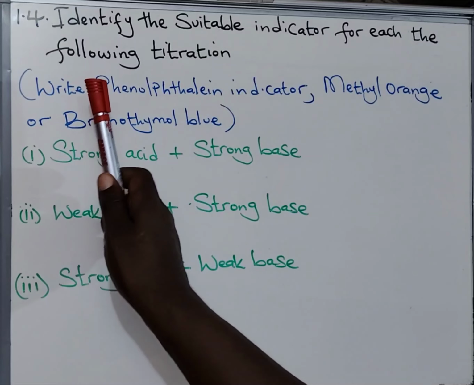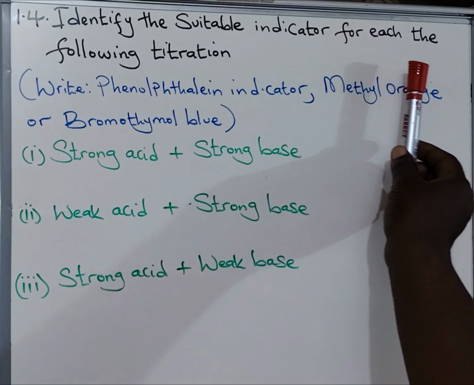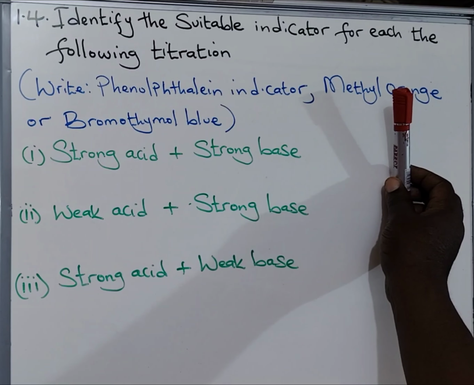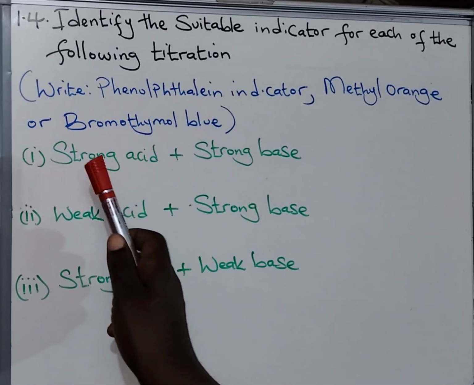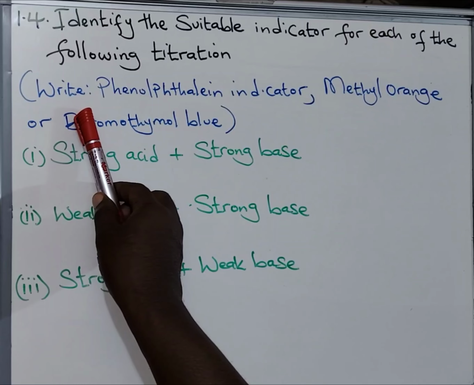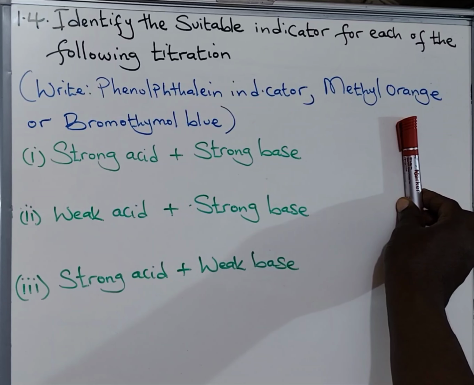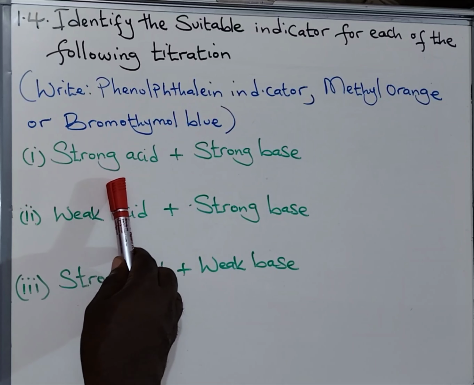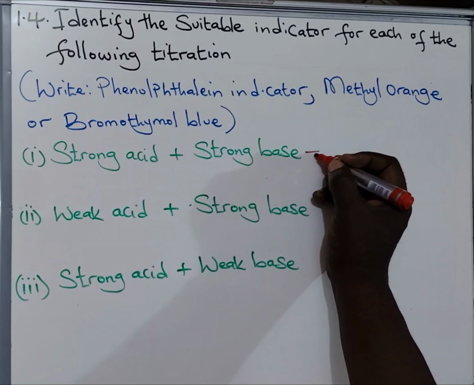Today we are looking at this question. It says, identify the suitable indicator for each of the following titrations. Write phenolphthalein indicator, methyl orange, or bromothymol blue. The first one says strong acid plus a strong base. What is this medium going to become?